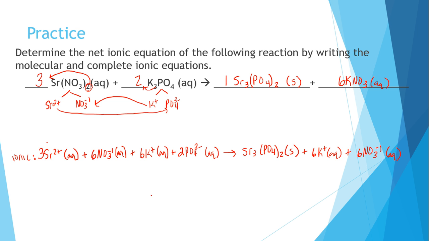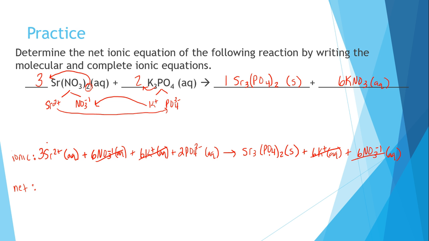Once you have it all written out, the way you write down the net ionic is to cross out whatever is the same on both sides of the arrow. So most people will tell me that there are 6K plus on both sides and that there are 6 NO3s on both sides. Here, this is strontium, but this is an aqueous, while this is strontium as a solid, so I cannot cross those out.